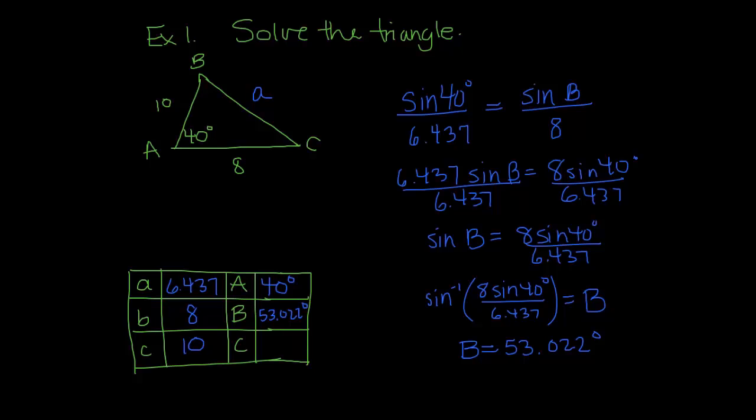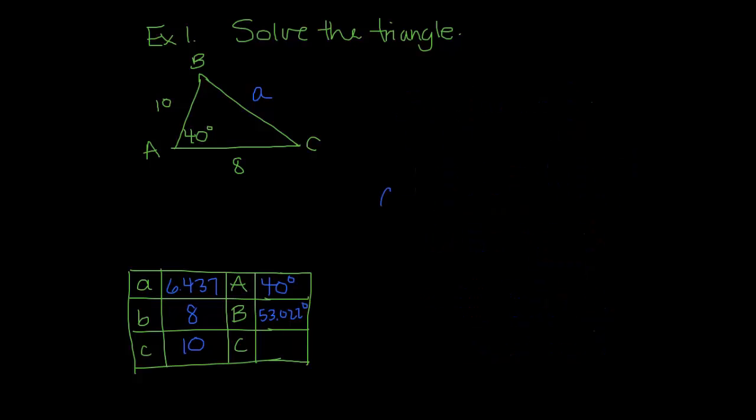Okay, and then to get angle C, we know that the three angles in a triangle have to add up to 180. So let's just do angle C is 180 minus 40 minus 53.022. So I get 86.978 degrees. Excellent. So now we found all 6 parts of that triangle.